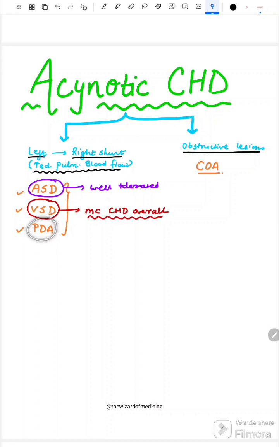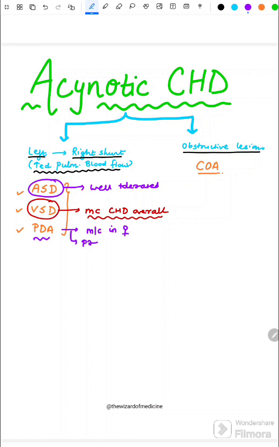So you should know that patent ductus arteriosus is the most common defect in females. Okay, it is most commonly seen in females, and also in preterm babies. So why in preterm babies? Because of increased chance of hypoxia, right? These babies can have patent ductus arteriosus, right?